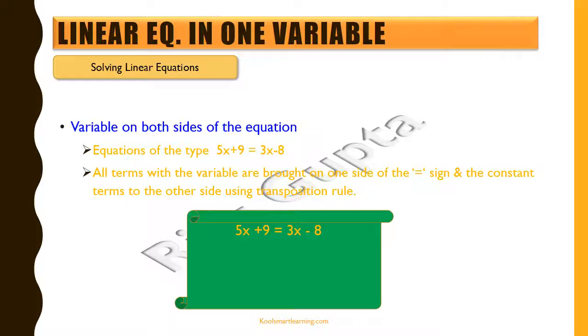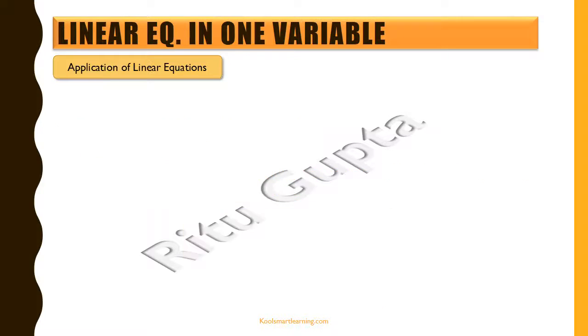So what we do is, we take the original equation 5x + 9 = 3x - 8, and then we move 3x to the left hand side, and we take 9 to the right hand side, making it 5x - 3x = -8 - 9. That makes it 2x = -17, and x = -17/2.